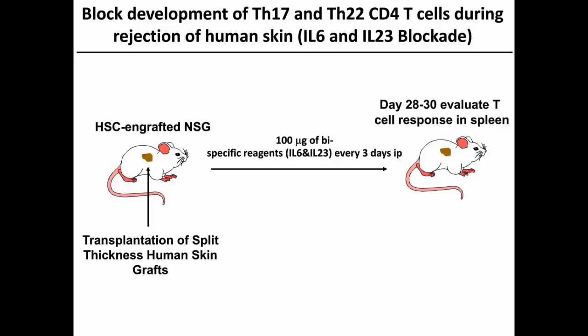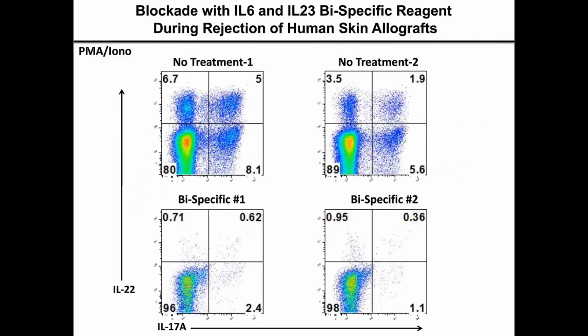So again, we're looking at our cytokine CD4 T cell populations after PMA-ionomycin from mice that had rejected their grafts and received either no treatment or where we blocked IL6 and IL23 with our bispecific reagent. In the no-treatment mice, we're showing two examples, but basically we have nice IL22 and IL17 producing populations in the spleens of those animals. But in mice that were treated with the blocking reagent for IL6 and IL23, we now completely prevented the development of those cytokine-producing populations.